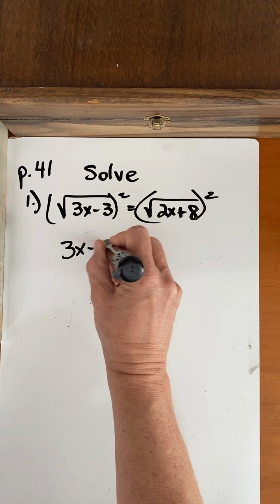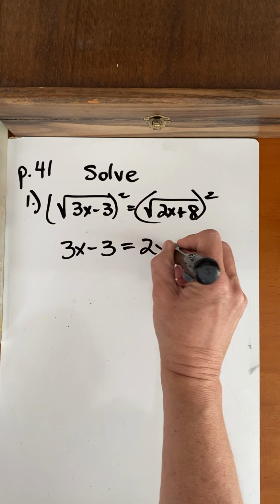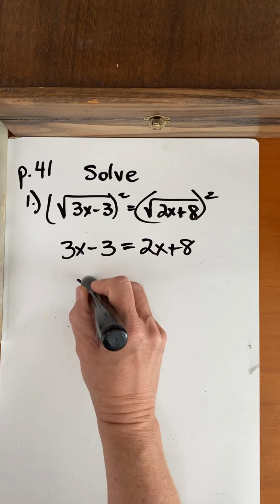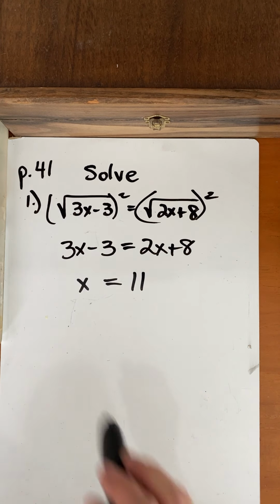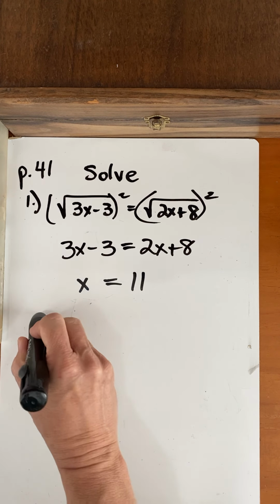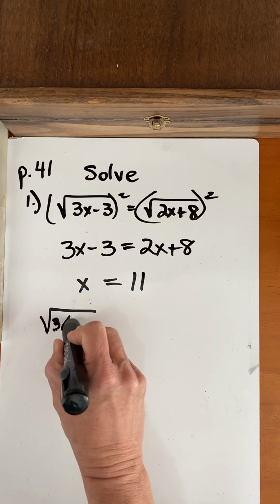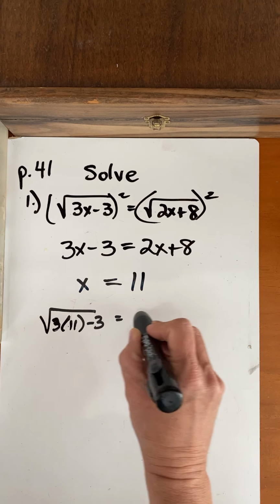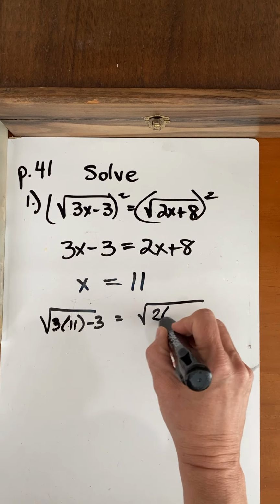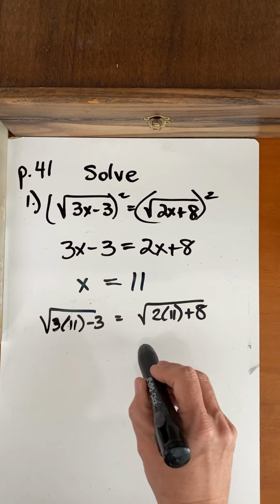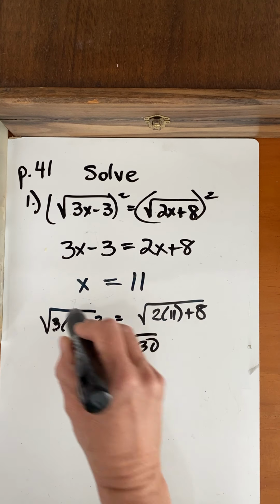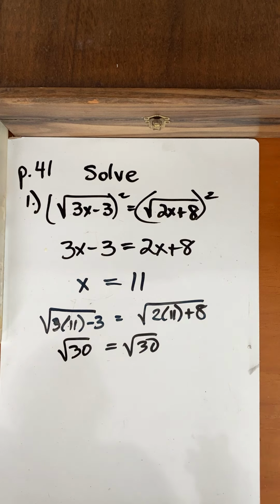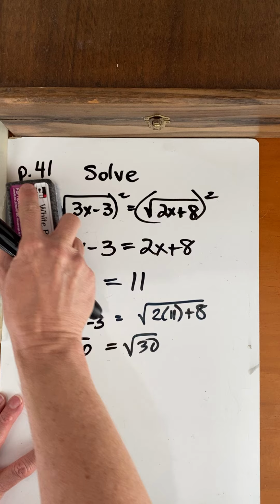When you square both sides, you get 3x minus 3 equals 2x plus 8. Subtract 2x from both sides, add 3 to both sides, and you get x equals 11. And remember, we always have to check and make sure none of the answers are extraneous. So let me check and make sure 11 works. This is 22 plus 8, which is root 30. And this is 33 minus 3, which is root 30, and root 30 does equal root 30, so this works, and this is correct, and there's no extraneous solutions.